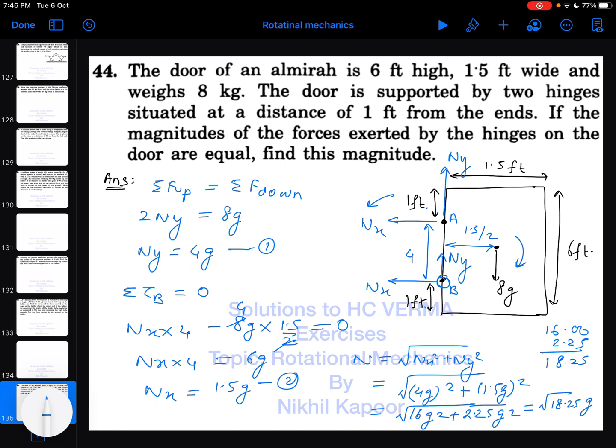Okay, so let's find the root of 18.25. If you do roughly, that comes out to be 4.3g. If you take the value of g as 10, so approximately the net force exerted by each hinge comes out to be 43 Newton.